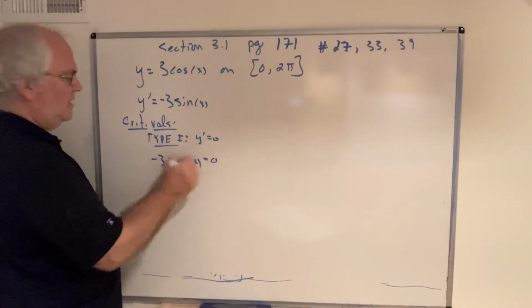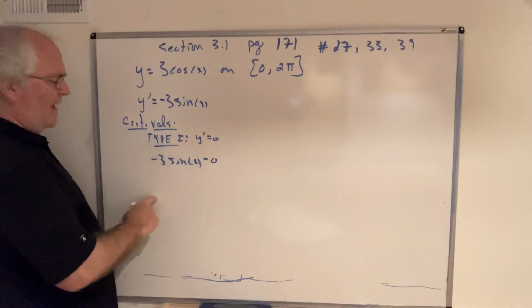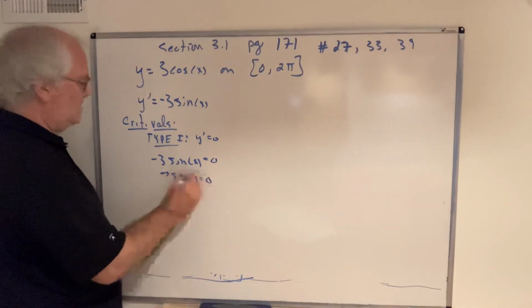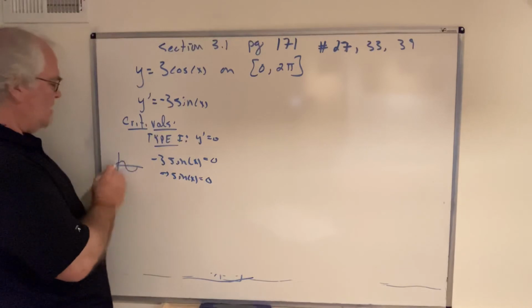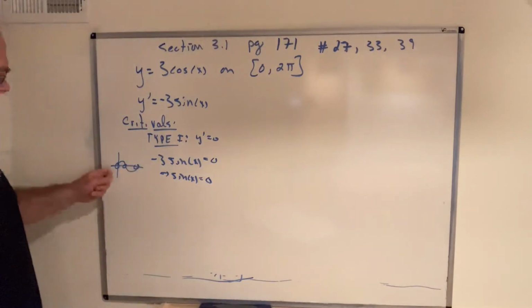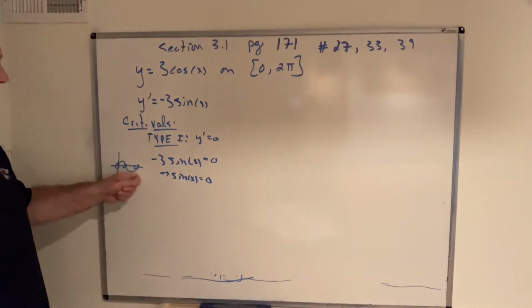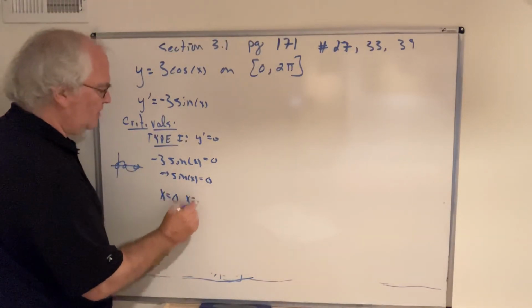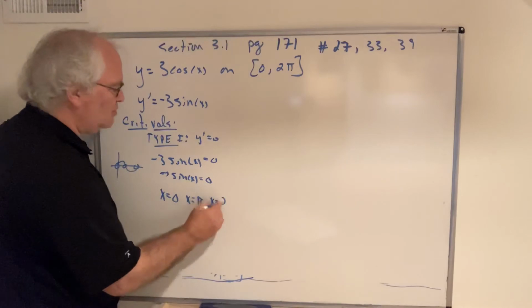Divide both sides by -3 to clear that out. So this gives us that sine of x is equal to 0. I know sine of x is equal to 0 at 0, at pi, and at 2 pi. So this gives us x is equal to 0, x is equal to pi, x is equal to 2 pi.